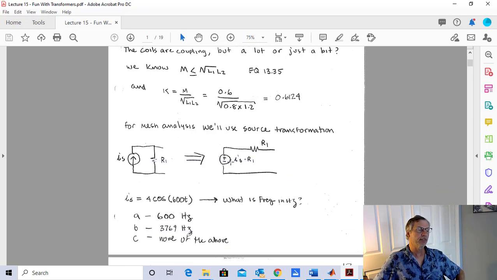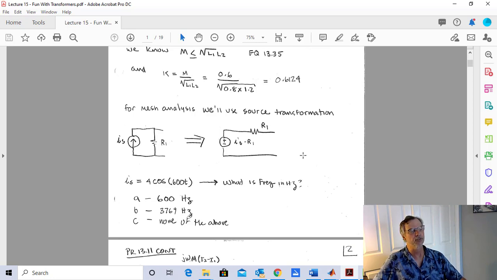So my Thevenin voltage is going to be Is times R1, and one of the few things I actually remember is my Thevenin and my Norton impedance is the same. So now I'm just going to stick my R1 here in my Thevenin source. Is is equal to 4 times the cosine of 600t. What's the frequency in hertz? Is it any of those?